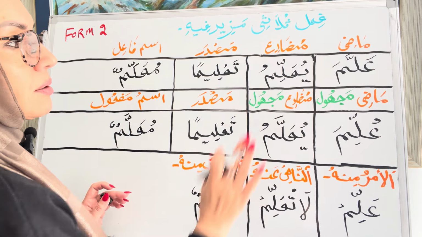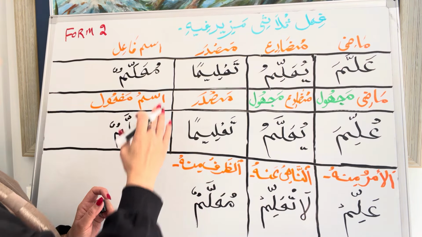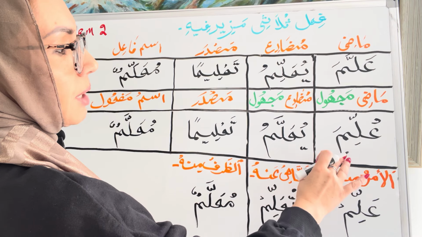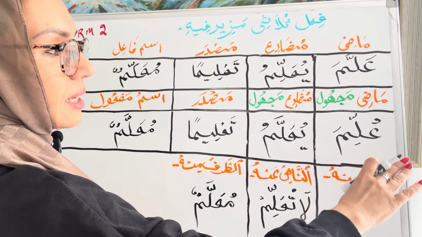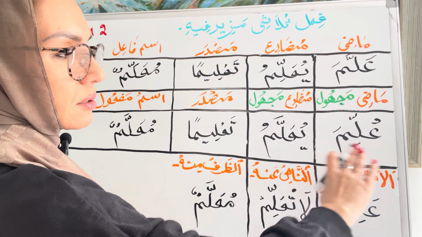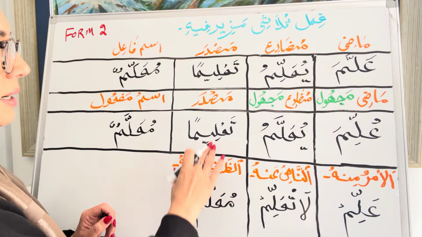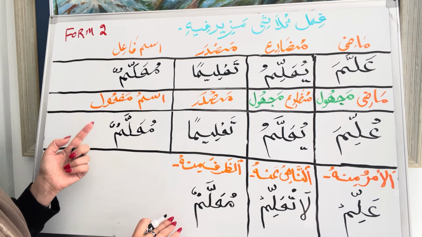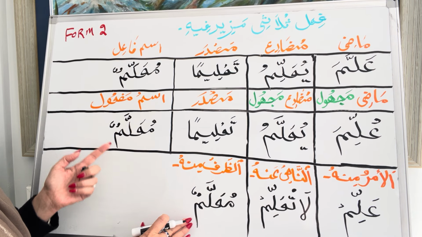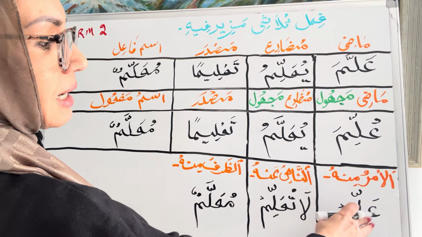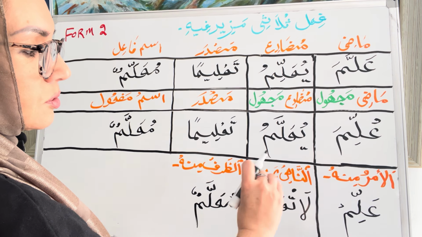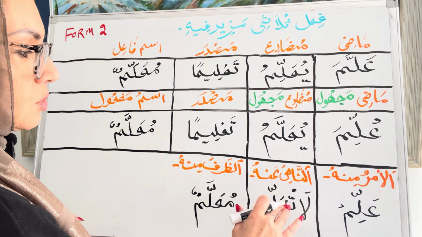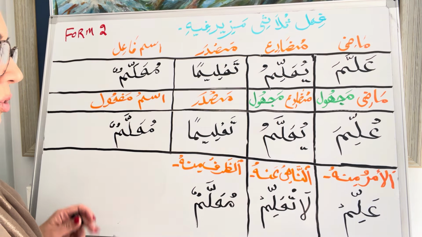It's علم يعلم تعليما, فهو معلم. And then علم is to teach. And then علم is the past tense, and it was مجهول, we don't know, but it was taught. علم يعلم تعليما is the same, stays the same. And then اسم مفعول becomes معلم. And then مفعول and ظرف is the same. معلم معلم here. And then an amr becomes علم. And then to say don't teach, لا تعلم, don't teach. And then the ظرف, the place is معلم.